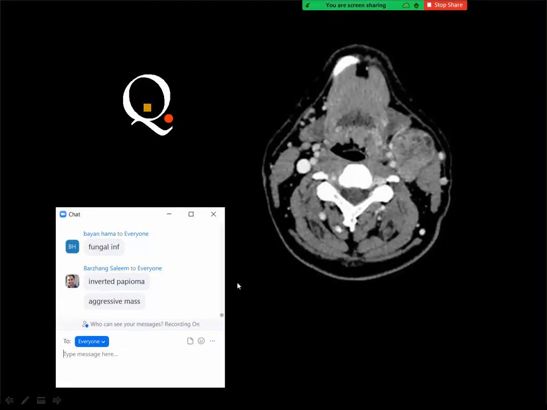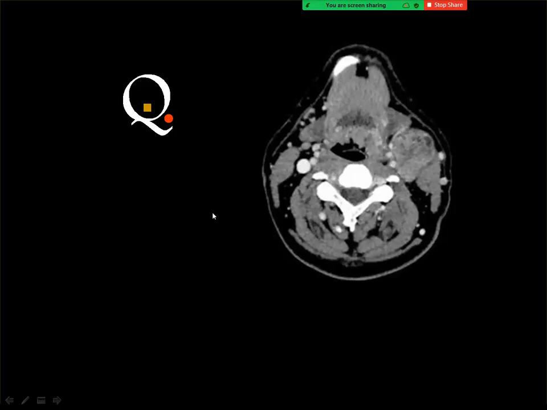Yes, aggressive mass. Okay, and then I have mentioned before that if you are confronted by a lesion like this, then you have to ask yourself first, is this lesion a benign lesion or a malignant lesion? And if you decided that this is a malignant lesion, there are only three possibilities: the carcinoma of this place, the lymphoma, and the metastatic deposits. And actually, metastases are diagnosed by a known history of malignancy.